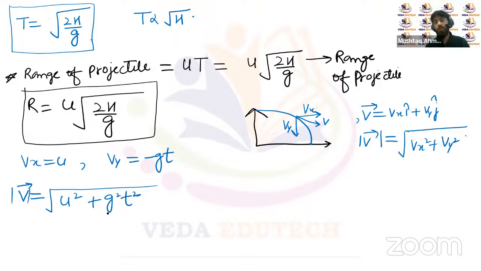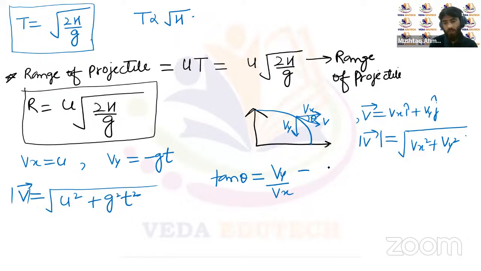So this will be the velocity of this projectile at any later time t, right? So this is the magnitude of this velocity. And the angle, if we have to calculate, suppose this is theta at any time, the angle theta with the horizontal, that will be tan theta equal to Vy upon Vx.